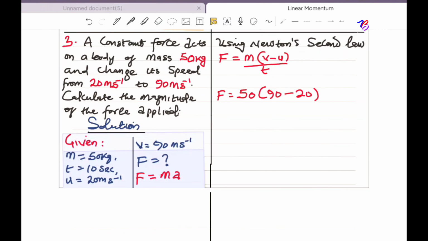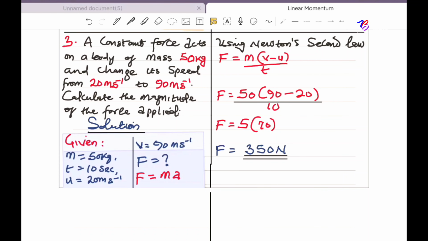90 minus 20 will give you 70. Is that clear? Then we are dividing this by 10, so that 0 cancels 0 in 50 and 10. Then we have 5 into 70, so that our force will now equal 350 Newton. Hope this is clear.